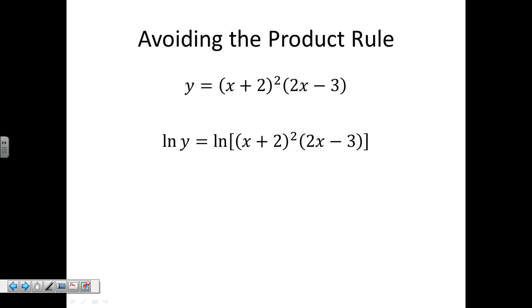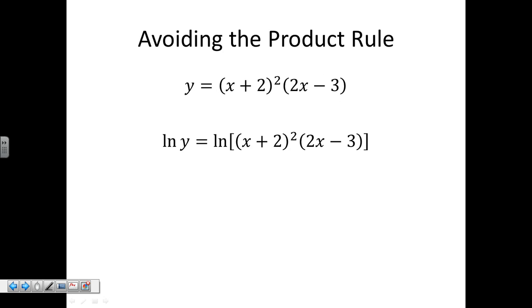Now, I use the natural log rather than a different log base because its derivative is easier. It doesn't have that extra stuff in the bottom of the fraction. So yes, we could use a different log base, but we don't because the derivative is easier. So I've got the natural log of both sides.